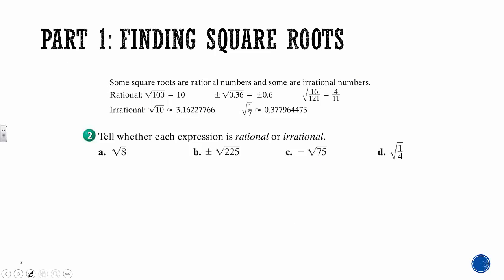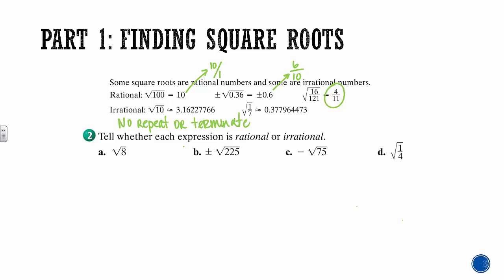Some square roots are rational numbers and some are irrational numbers. So a rational number is something, remember, that we can write as a fraction. We could write this as 10 over 1. Even this, we could write this as 6/10. And then obviously this is already a fraction. Irrational numbers are the ones that aren't nice and pretty. They don't repeat, and they don't terminate. Remember when we talked about these, those are the 2 things that mean it can be written as a fraction.